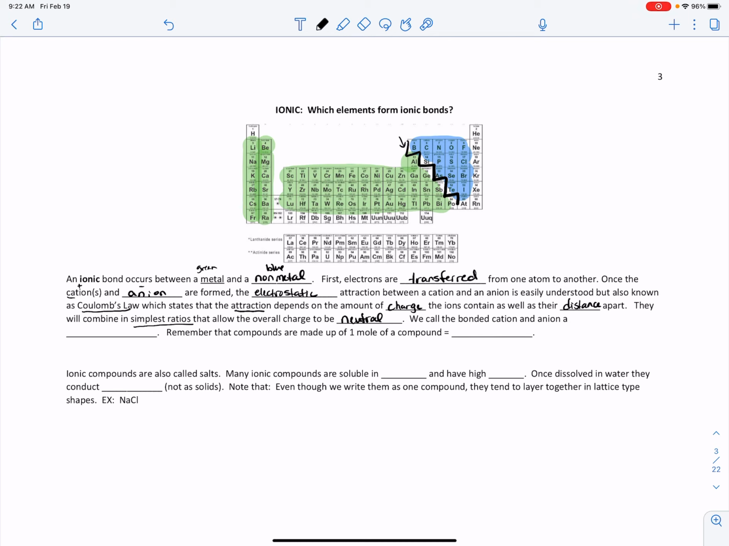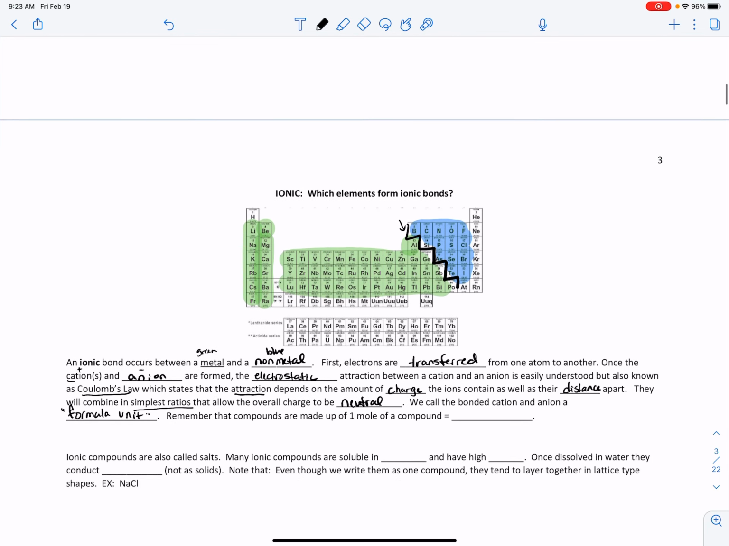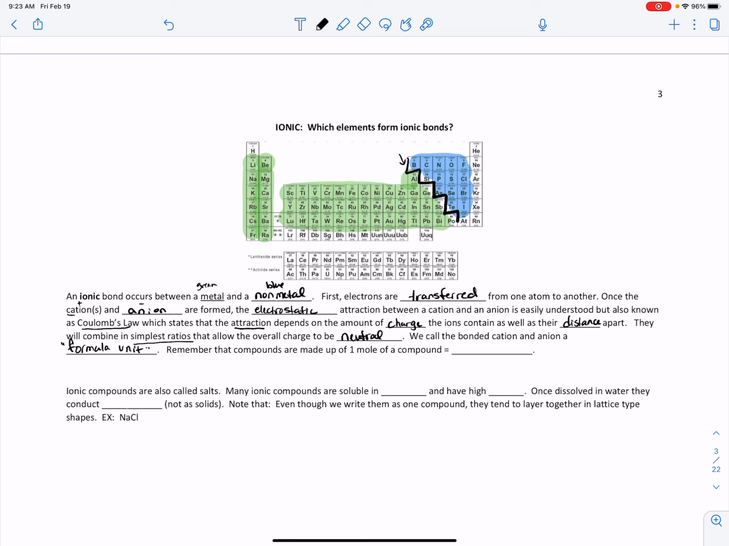So we call the bonded cation and anion a salt. That's one name that you can call it. You can also call a bonded cation and anion a formula unit. Let me change that to formula unit. That's like the smallest amount. So up here on this page, this would have been a formula unit, just that smallest ratio of 1 to 1. Remember that 1 mole of a compound equals 6.022 times 10 to the 23rd formula units. You may want to make sure that you actually write this out and not abbreviate it for various reasons.